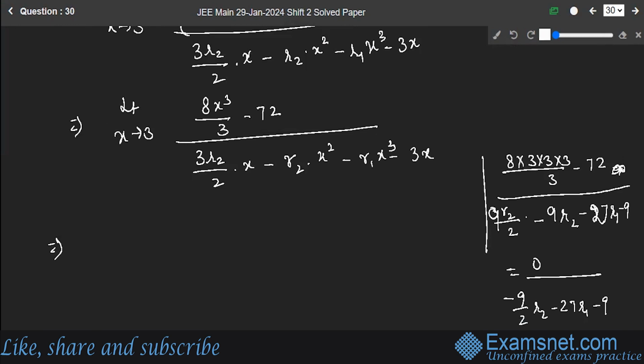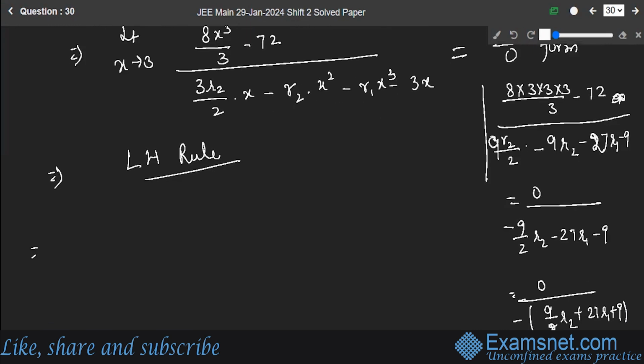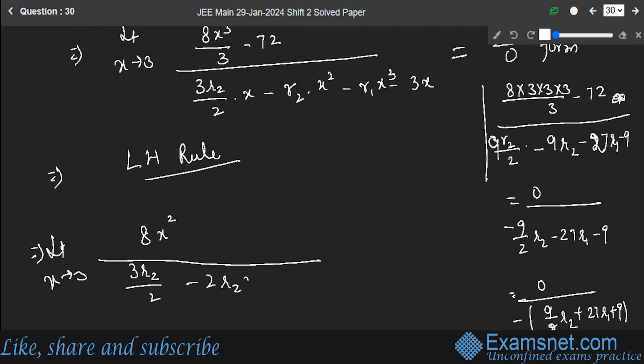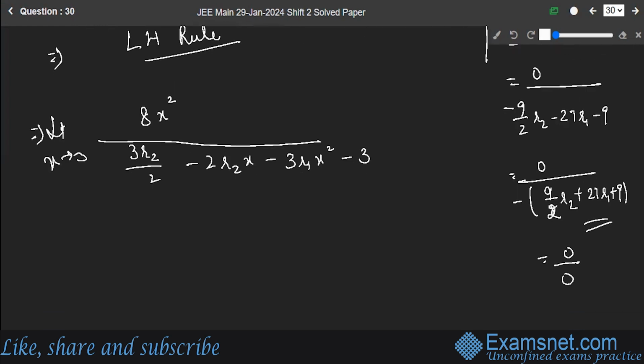What I want to tell you here is that this is 0 upon 0 form. Then what I have to do, all of you know, L'Hospital's rule. Let's apply L'Hospital's rule and find the derivative of the numerator and the denominator. So this will be equal to limit x approaching 3, you will have 8x square, 3 will be cancelled, divided by 3√2 upon 2 minus 2√2 into x, 3√1 x square minus 3. Now let's put the limits.